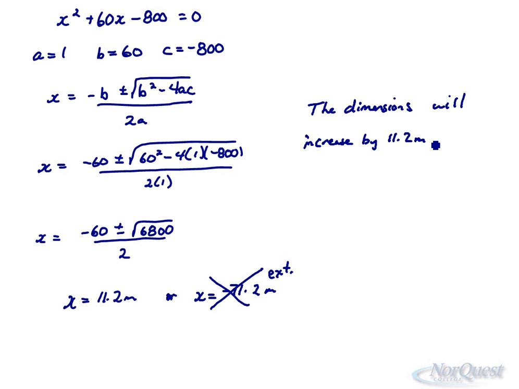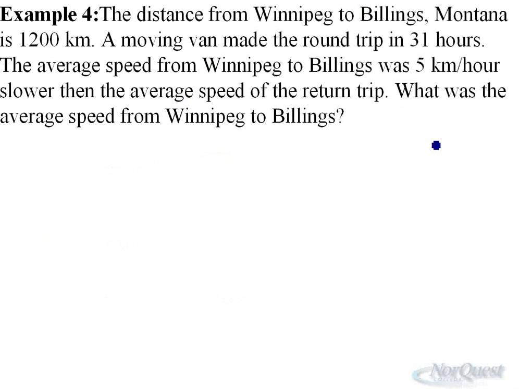The other type is back to those distance, rate, time problems that we did before. So the distance from Winnipeg to Billings, Montana is 1,200 kilometers. A moving van made the round trip in 31 hours. The average speed from Winnipeg to Billings was 5 kilometers an hour slower than the average speed of the return trip. What was the average speed from Winnipeg to Billings? So again, what we need to do, start with our trip there, and then we have a return.